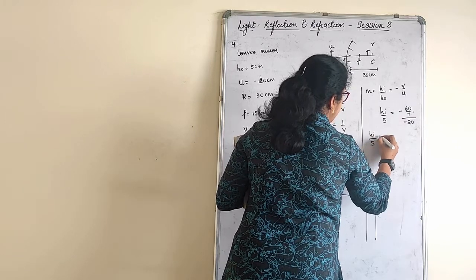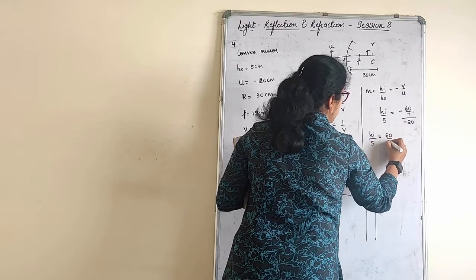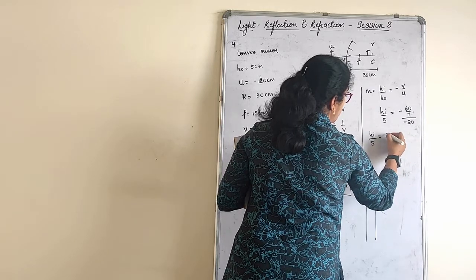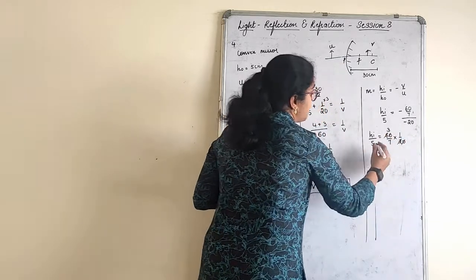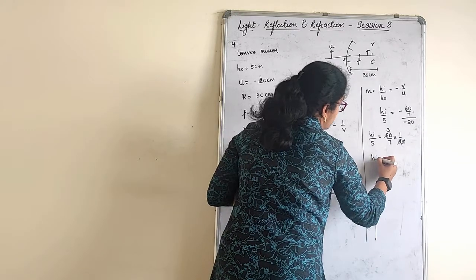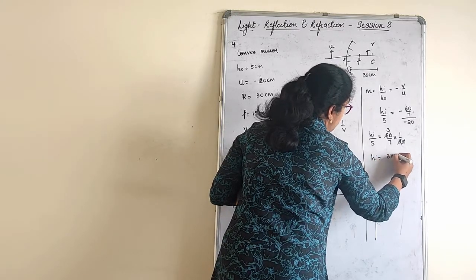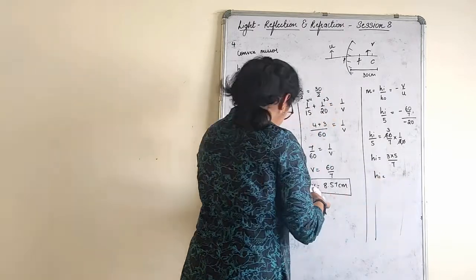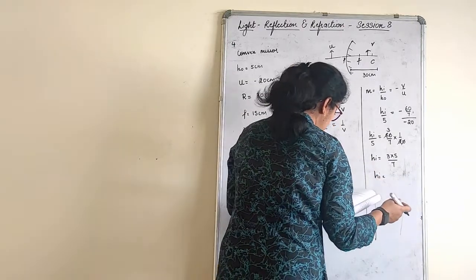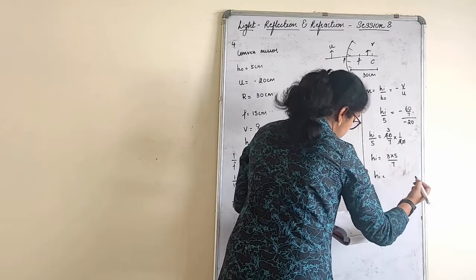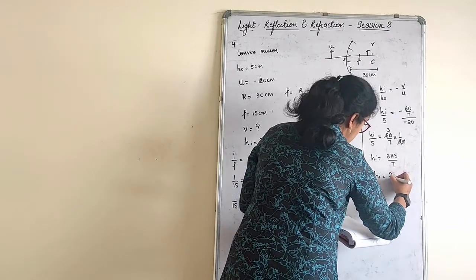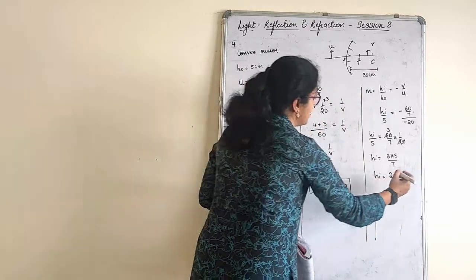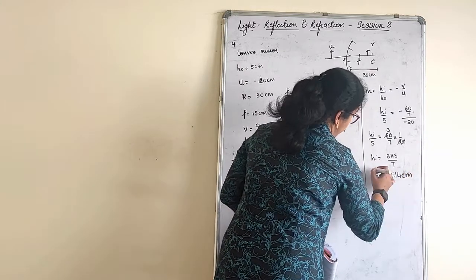HI by 5 is equal to 60 by 7 into 1 by 20. 2 and 2, 2 1s are 2, 3s are 3. Height of the image is equal to 3 into 5 by 7. So height of the image, what you will get in decimal will be 15 by 7, that is 7 2s are 14, 2.14 centimeter. Plus, of course, yes.